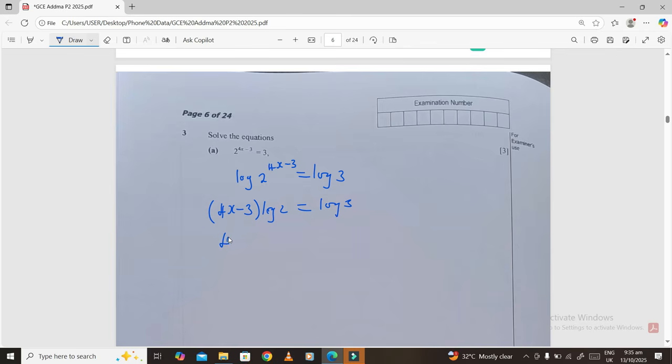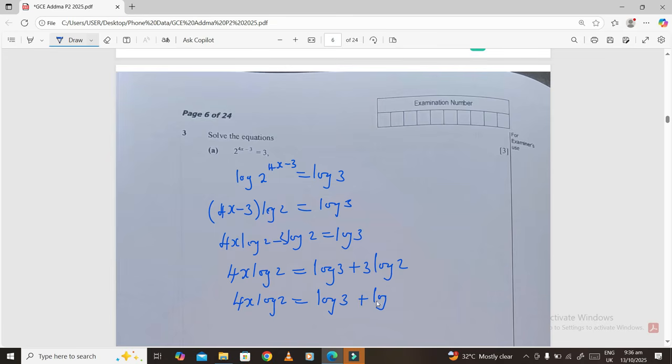You distribute, this is 4x log of 2 minus 3 log of 2, which is equal to log of 3. So you can group the like terms. 4x log 2 is equal to log 3 plus 3 log of 2. Okay, so here we can say 4x log of 2 is equal to log of 3 plus log of 8.